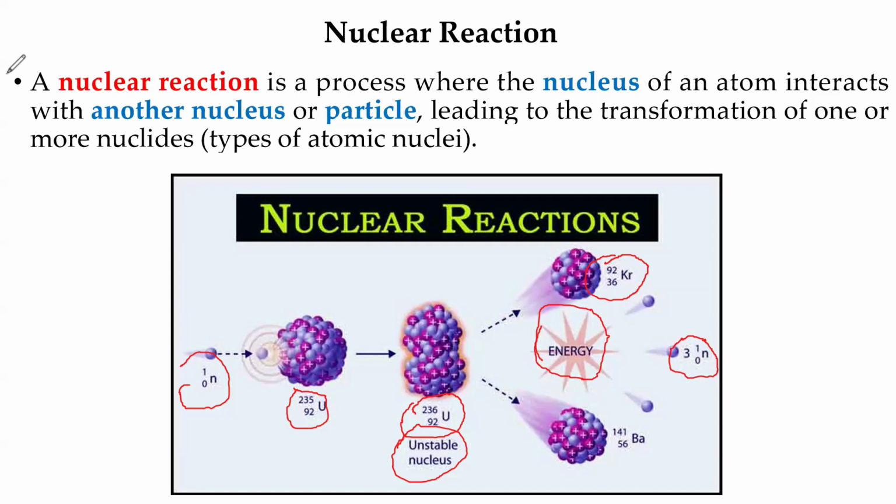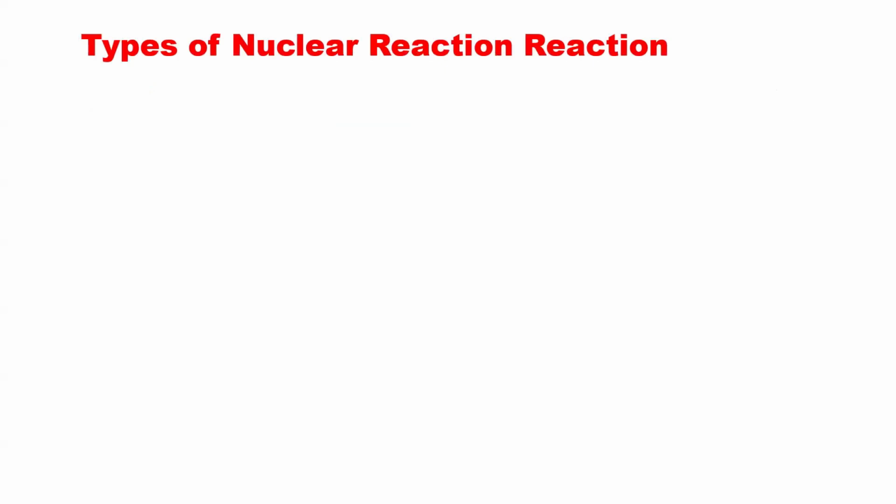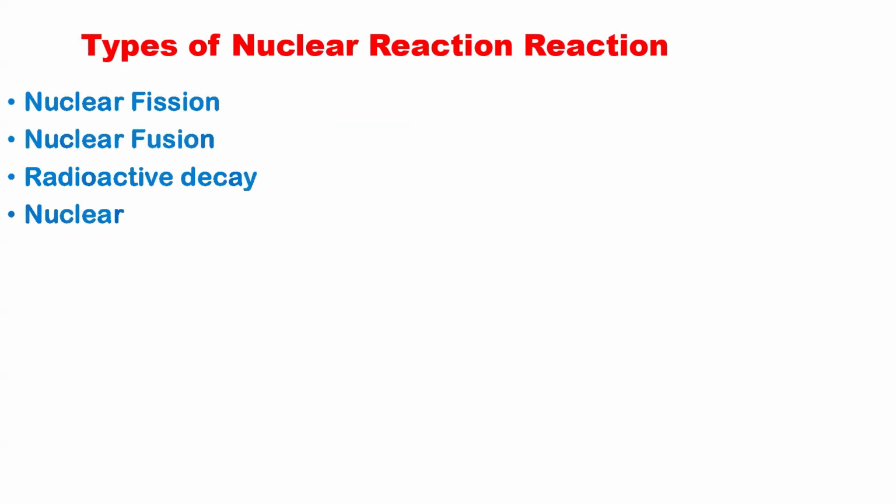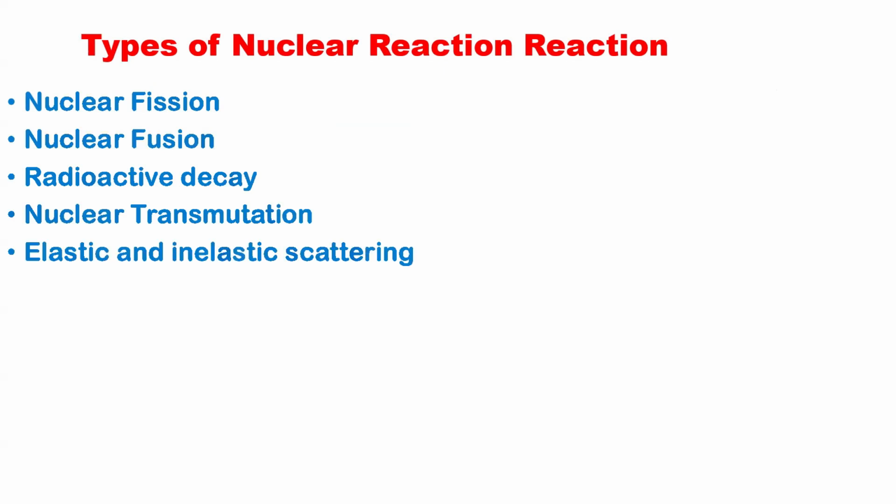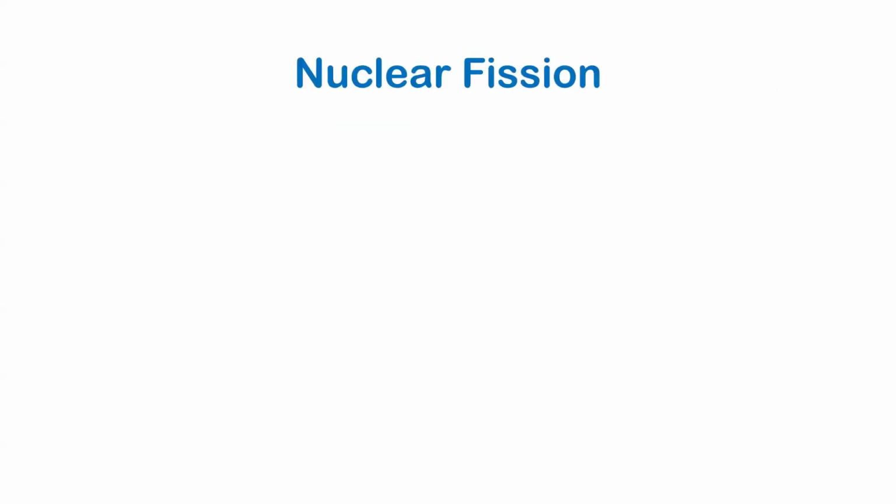So now the next thing that we are going to look at is the different types of nuclear reaction. These include nuclear fission, nuclear fusion, radioactive decay, nuclear transmutation, elastic and inelastic scattering, and electron capture reaction. So let's start with nuclear fission.